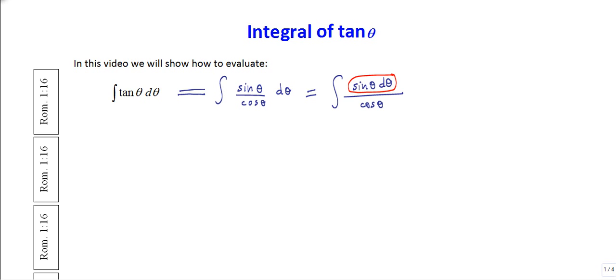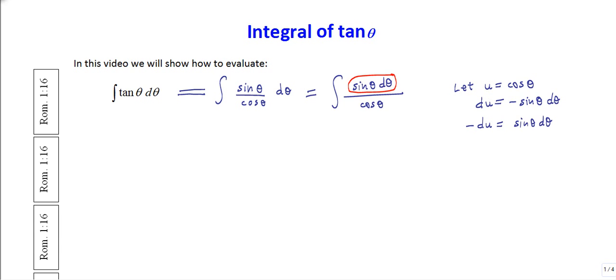So the reason why I say that's so good is because now by just letting u be the denominator, cos of theta, when I differentiate that, I get minus sine of theta d theta. Of course, the only difference is that minus, but we can deal with that because I can multiply through by the minus. So if I multiply both sides of this by minus 1, I get a minus du is equal to sine of theta d theta.